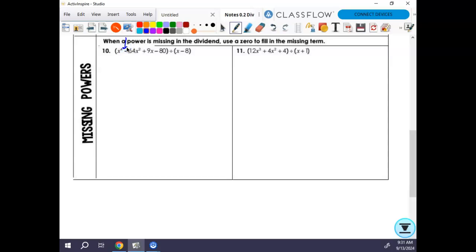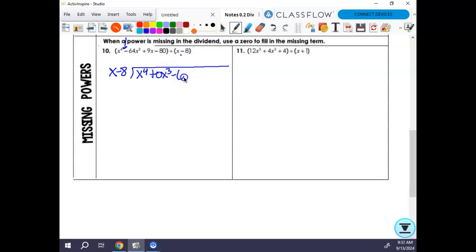And if I'm missing a term on what I'm dividing by, that doesn't matter at all. On the front, we had x squared plus 8. We didn't have an x term. Doesn't matter. If it's on the outside, doesn't matter at all. So x minus 8 is on the outside. On the inside, though, you have to put a placeholder. So I'm going to start with x to the 4th. Next, I have to write an x cubed term. If I don't have one, which I don't, then I put plus 0x cubed.